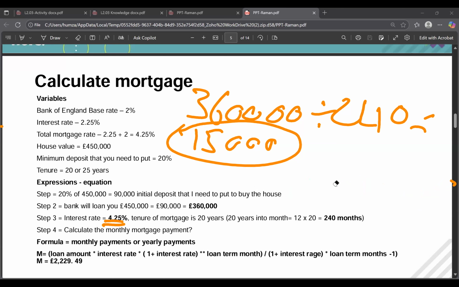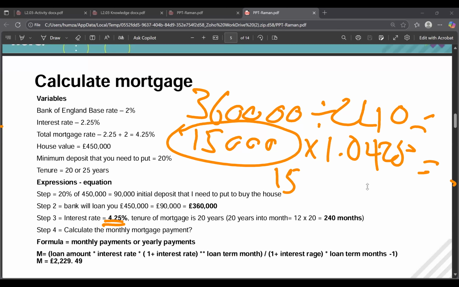So now all we do is just multiply it by that. The answer is 15,000. If I do it again on my calculator, 15,000 multiplied by 1.0425.